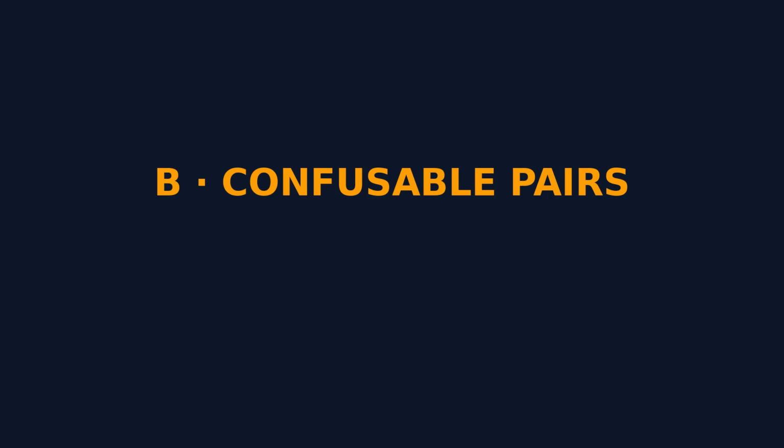Section B. Confusable pairs. This is where most mistakes happen.